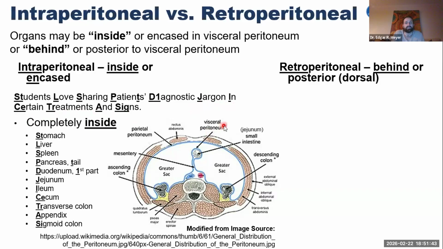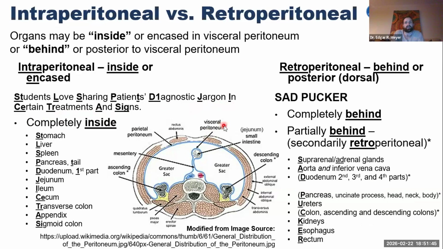So then all of the other organs that we find in our abdominal cavity would be our retroperitoneal organs. So this might be a mnemonic that many of you might be already familiar with. SAD pucker. So each of these stands for one of those retroperitoneal organs. S for suprarenal or adrenal glands, A for aorta, and then grouping together with our aorta is another vascular structure, one of the largest veins in our body, the inferior vena cava.